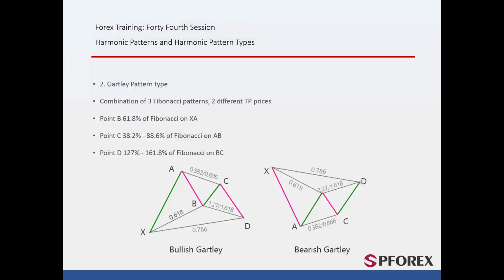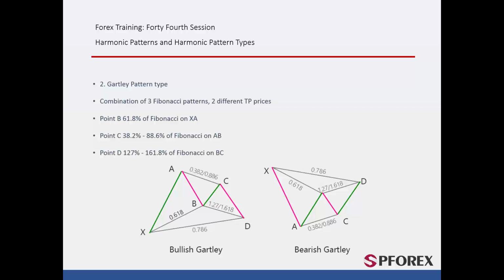Another harmonic pattern is called Gartley. It consists of 3 different Fibonacci patterns with 2 various TP prices. Both bullish and bearish types have the same procedure and relations. However, the trend on a bullish type will continue its upward trend as on a bearish mode. It will decline after certain fluctuations.